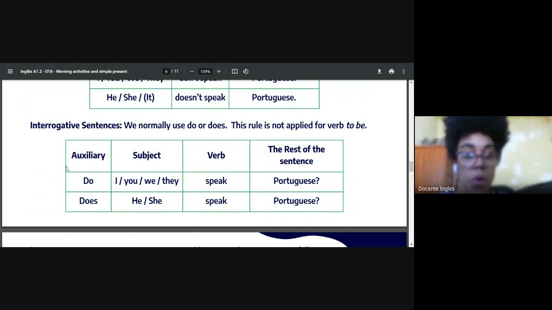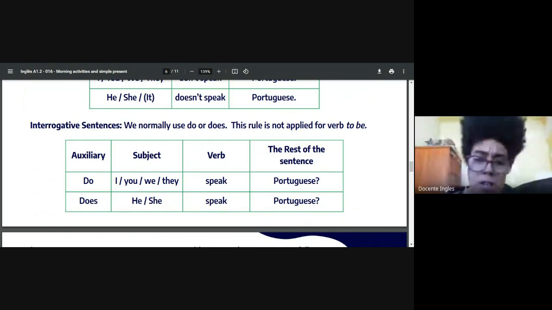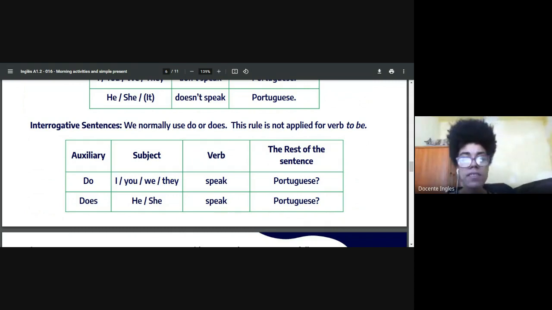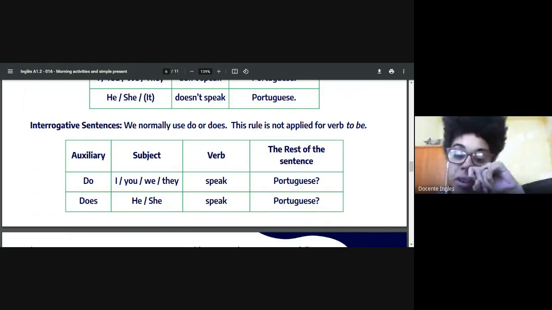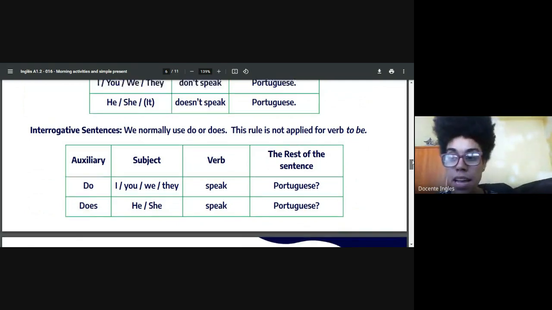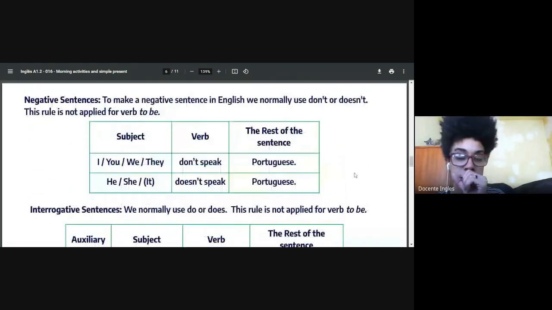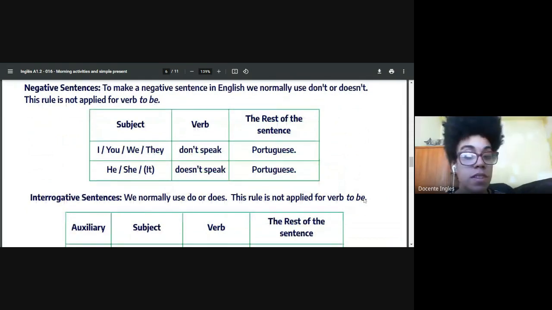So, for example, I, you, we, and they. Do you speak Portuguese? Do we speak Portuguese? Do they speak Portuguese? And what happens in the third person, he or she? Does she speak Portuguese? Do we change the verb in the interrogative? No, we don't. Pay attention that we never change the main verb if it's in the negative or interrogative, because when we use the auxiliary verb, we don't need to change the verb.